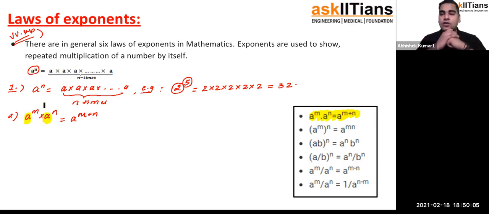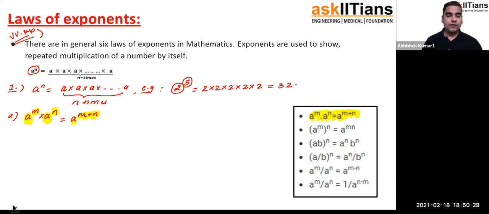Okay, if the base of both the exponential terms which are to be multiplied is exactly same, all you have to do is add the powers. If you observe here, the bases are same, base is a, base is a. So here the power is m, here the power is n. So what you have to do is you just have to add the powers. So this will be same as a raised to the power m plus n.